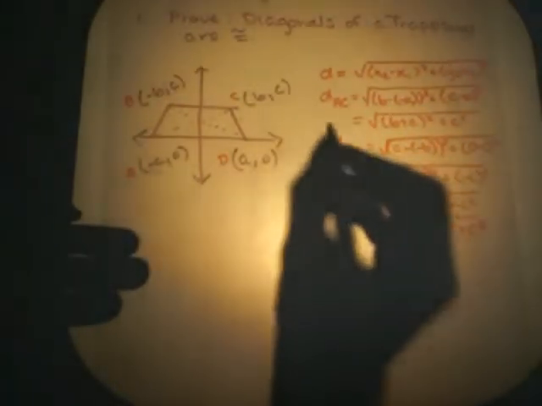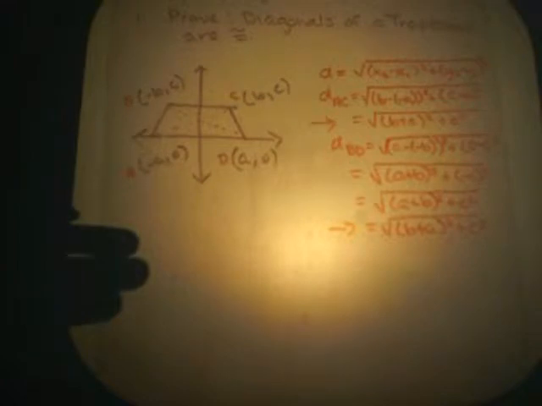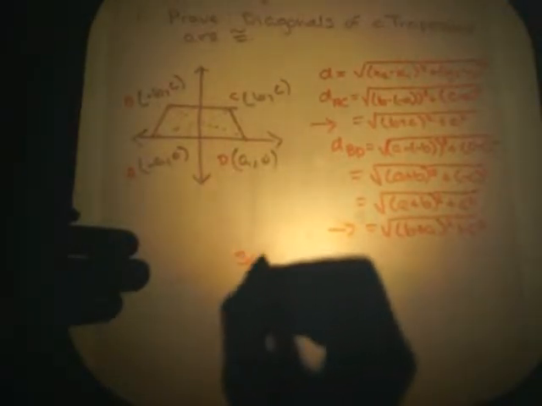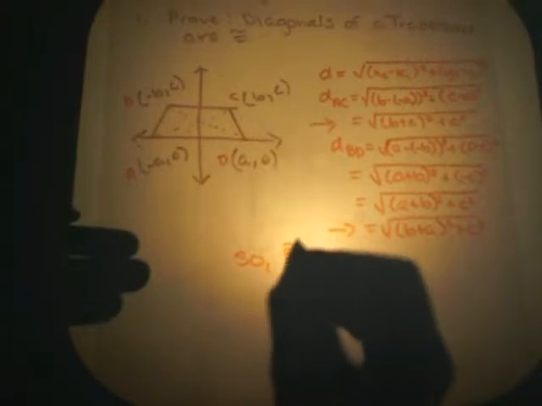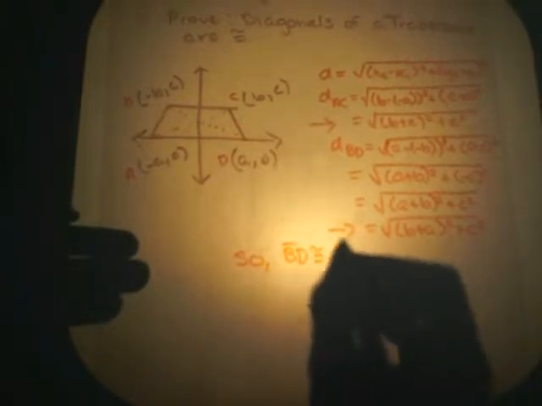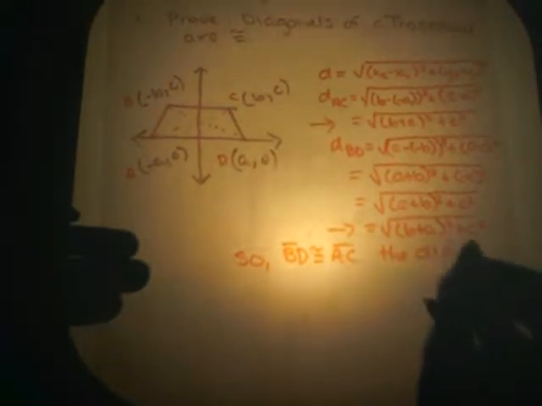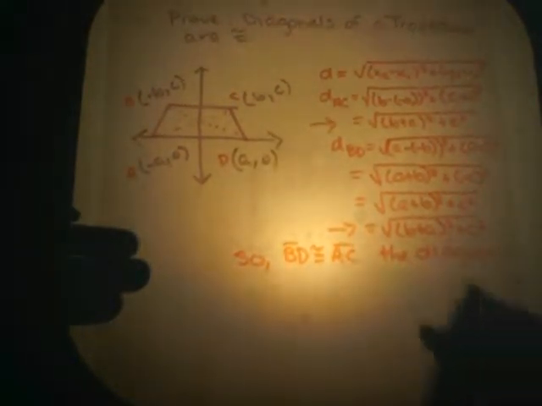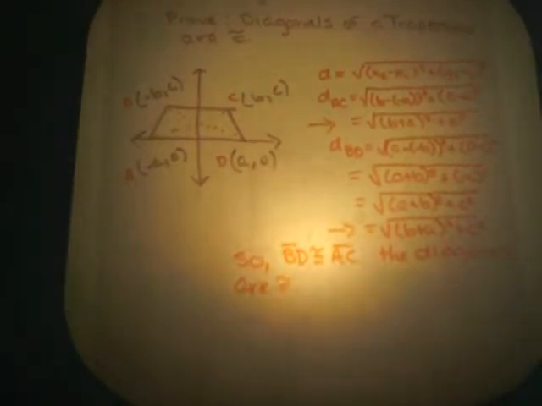And at this point, if we look at this row and this row, we have indeed proved that the diagonals are congruent. They have the same distance or the same length. So we can say BD is congruent to AC. The diagonals are congruent. Okay, so that is our first proof from this worksheet.